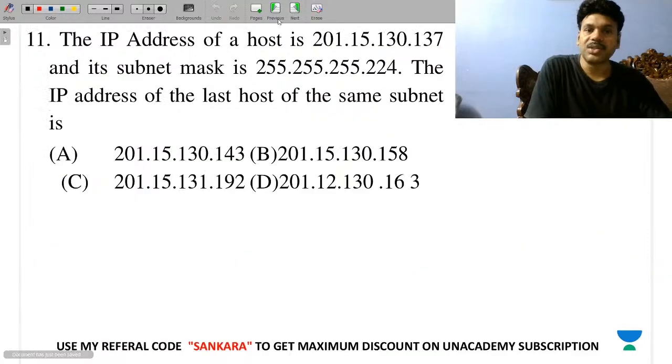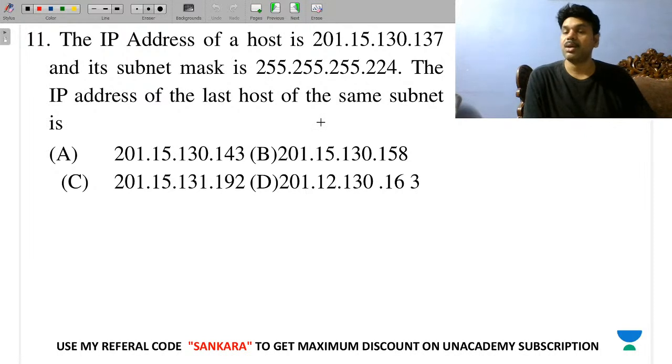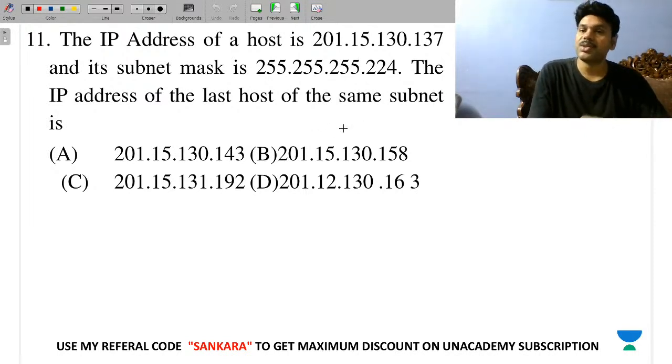Now if you consider another question: the IP address of the last host of the same subnet. Last host is nothing but what? Before the number of your broadcast address only. This is one of your previous GATE questions, 2018 I think.